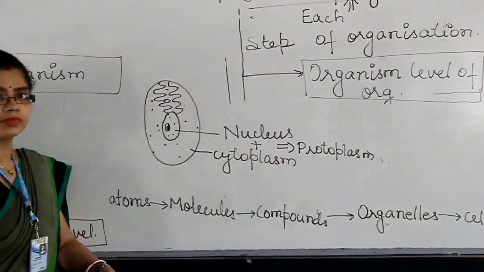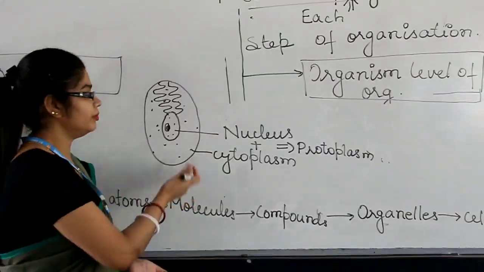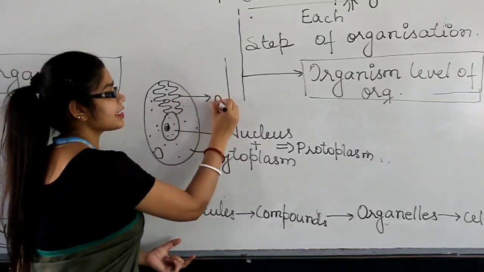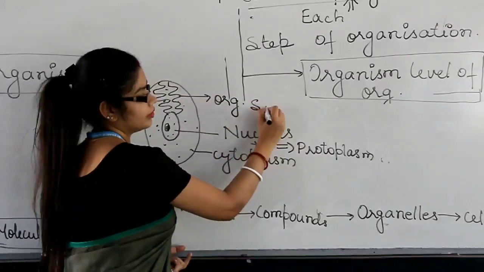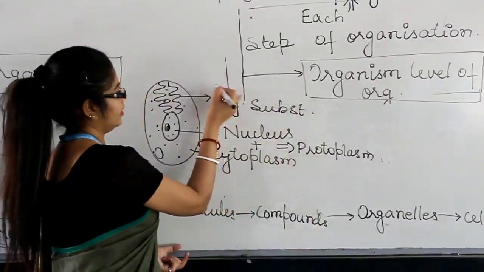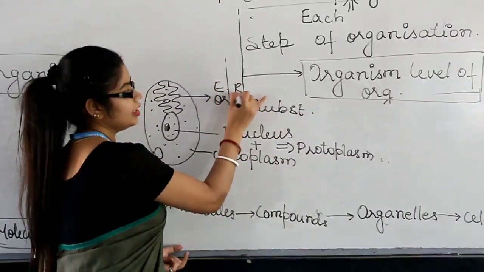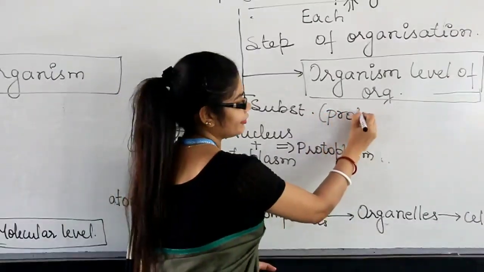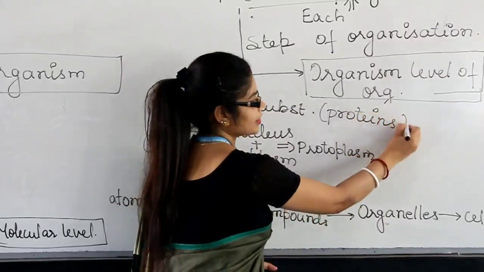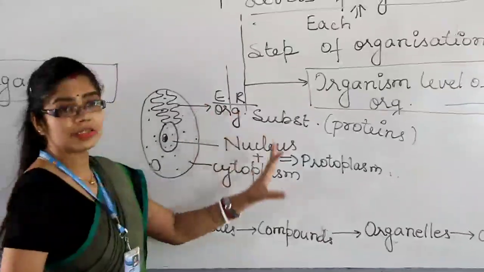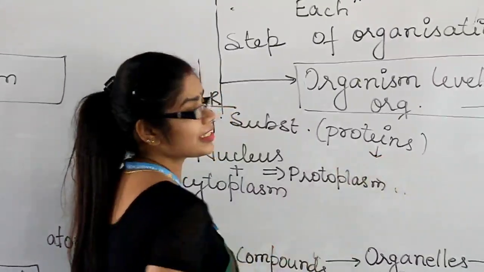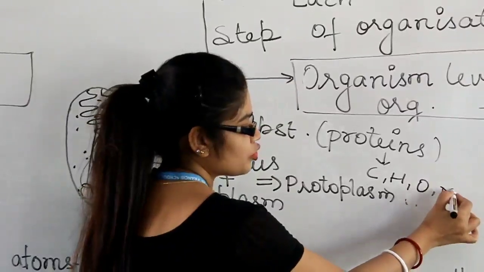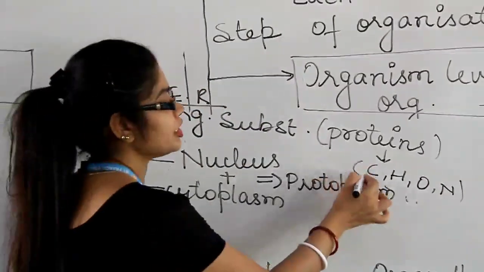Like we have endoplasmic reticulum and lysosomes. They are made up of organic substances. For example, the endoplasmic reticulum is made up of organic substances, and organic substances may be different compounds like proteins and nucleic acids. These proteins are compounds present in the form of carbon, hydrogen, oxygen and nitrogen. These are the chief constituents that make the proteins.